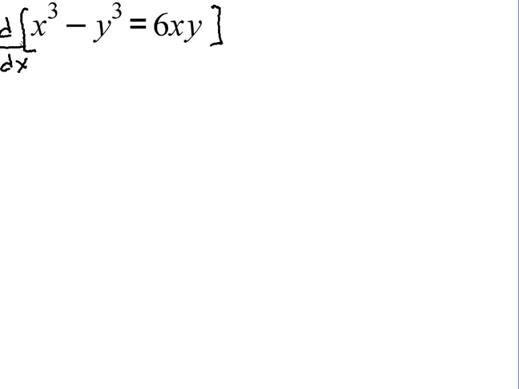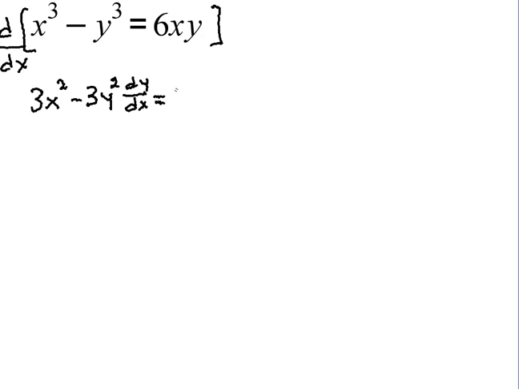Derivative of x cubed with respect to x is just simply 3x squared. The derivative of y cubed is 3y squared, but then we have to have the dy dx. Remember, this is the chain rule, because 3y squared is really the derivative of y cubed with respect to y, but we're taking a derivative with respect to x. So that's why that dy dx pops out.